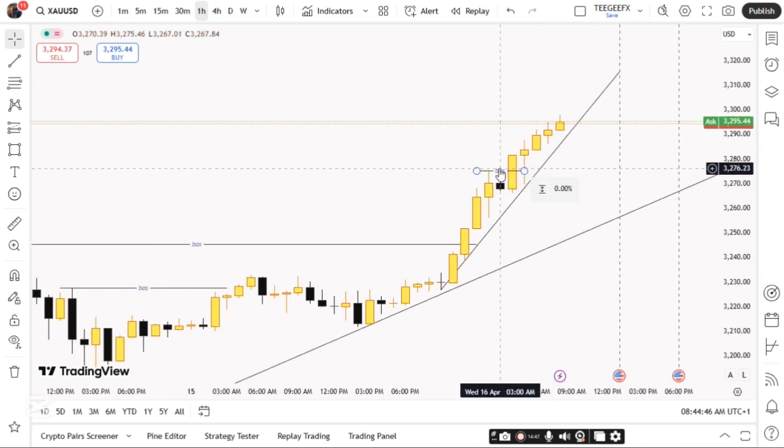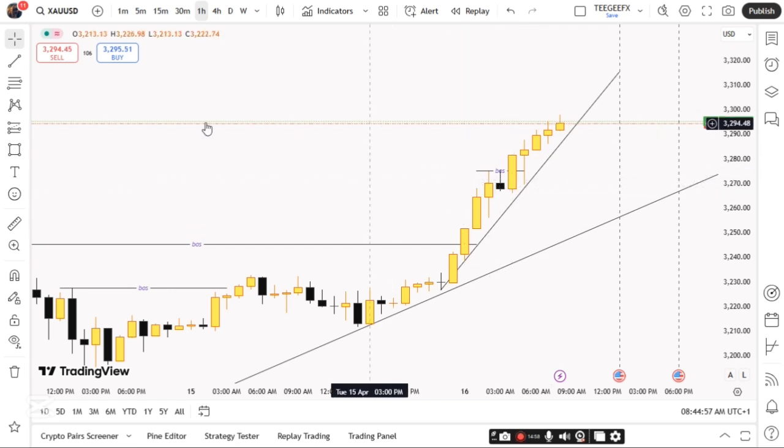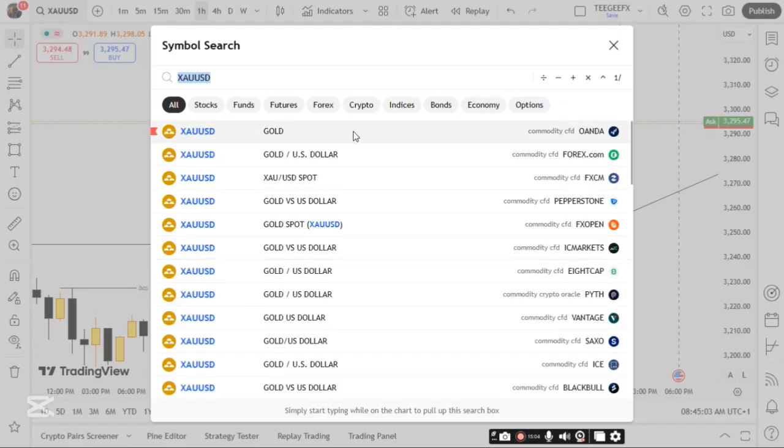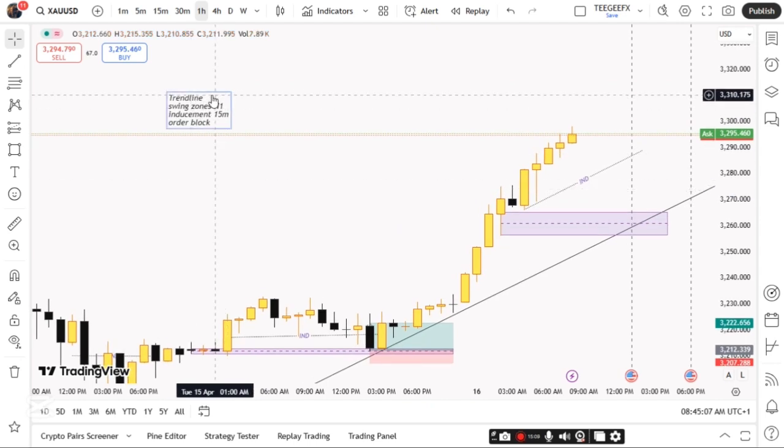So seeing this break of structure here, what is the origin that led to this break of structure on 1 hour? Looking at the origin, this is the origin here, this red candle. That is the swing point, which takes us to the next thing. Let's go back to the other chart. You can see we've identified trend and swing point on 1 hour.